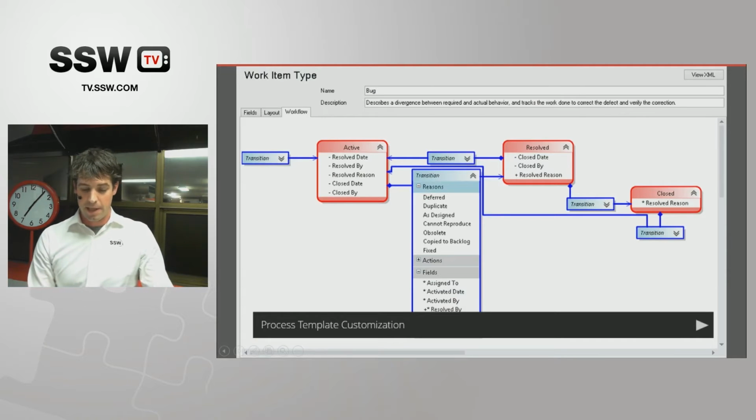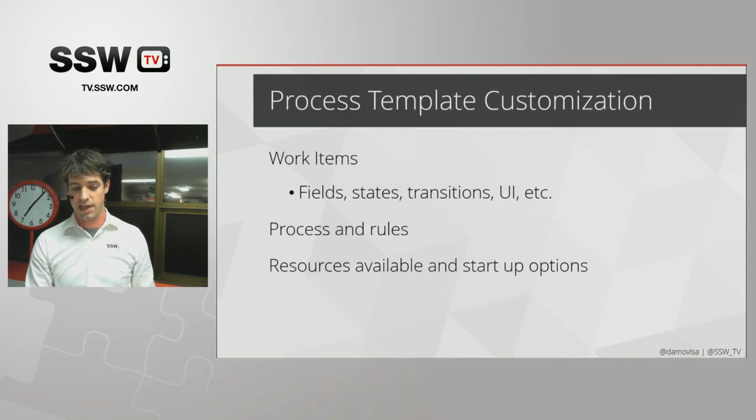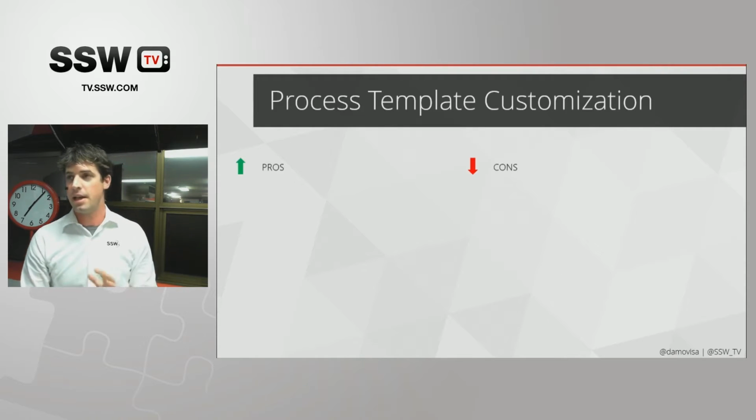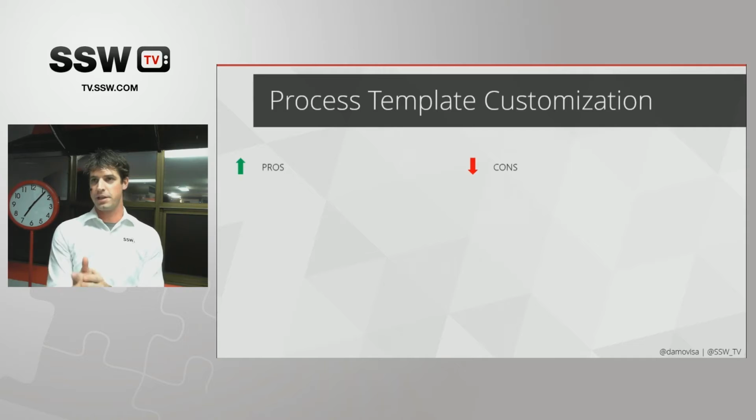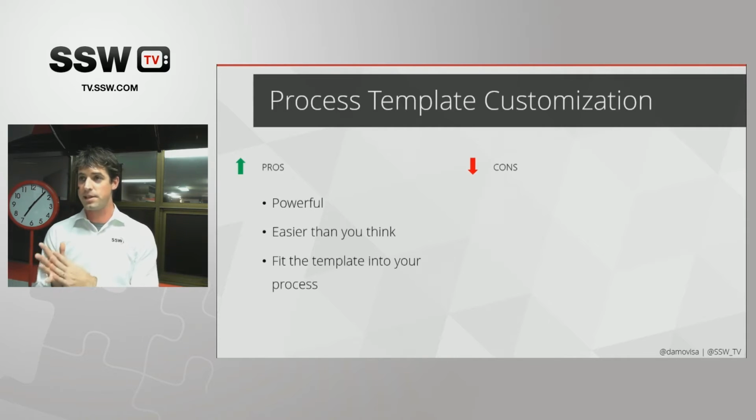So process template customization. You can change all this stuff. You can change the processes and rules, the resources available when you start new projects. Now this is what I'm going to do for each of these. I'm going to give you the positives and the negatives of using this stuff. So the best thing about this, it's really powerful. You can do a lot of stuff.